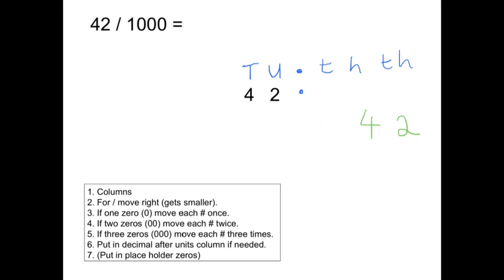Now, if I have a look on my instructions, I need to put in a decimal after the units column if I need, which I do need here, and then afterwards I need to put in placeholder zeros because I've got lots of zeros that I need to put in. So I shall do that. First, the decimal in the units column is going to go directly underneath the rest of the decimals. Next, these spaces need placeholder zeros. So the answer to 42 divided by 1,000 is 0.042.